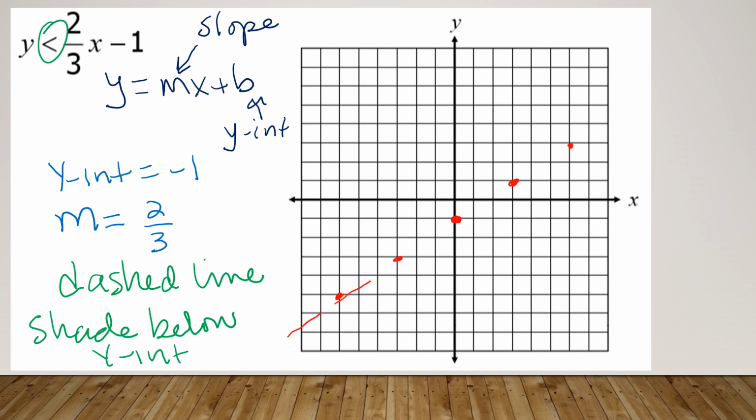So it is dashed. Make sure you put arrows at the end of the line on each end. And then we have to shade. So we want to look at less than our y-intercept. So our y-intercept is right here at -1. The y values that are less than that would be below. So we are shading the region below.